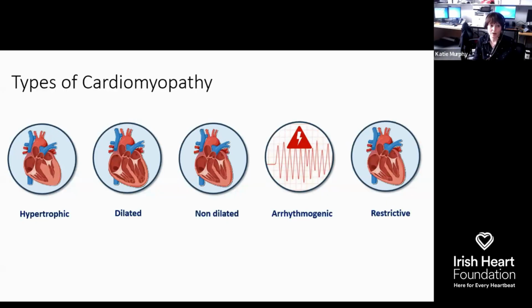So hypertrophic cardiomyopathy is where you have an abnormally thickened muscle. And so your heart may be stiff, but you also lose space within your heart. And so your heart isn't able to hold as much blood, and so it doesn't pump as much blood around your body. You may also have rhythm problems.